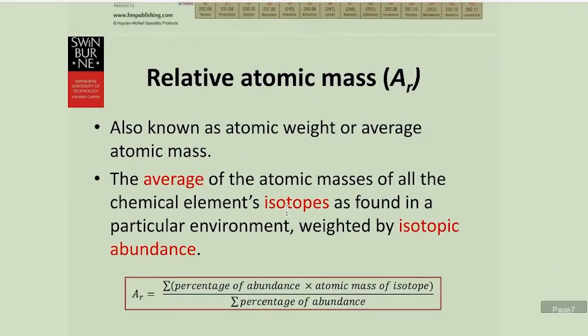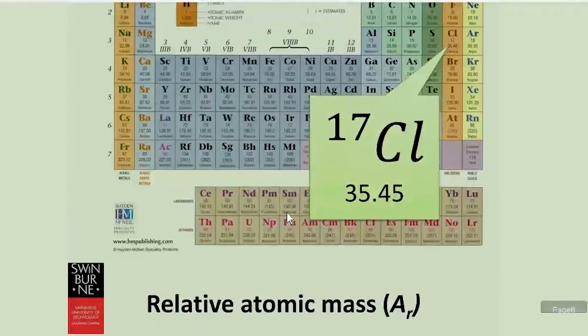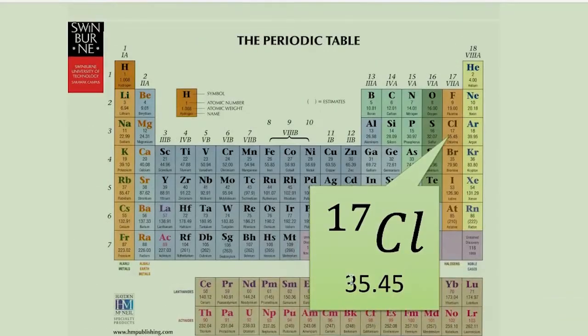Another thing to remember is that chlorine has an atomic mass of 35.45. We have seen that the mass is the sum of protons and neutrons. But why is there a fraction? Protons and neutrons cannot be a fraction. So why is there a fraction?